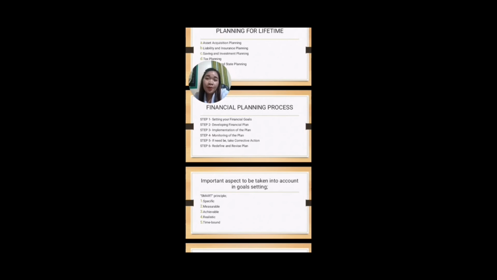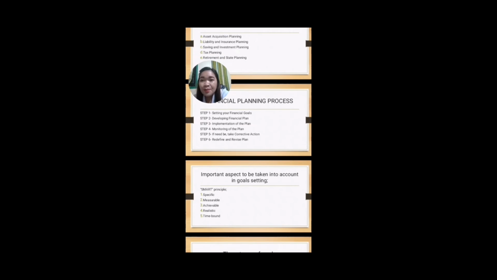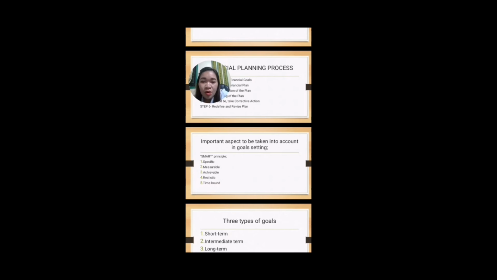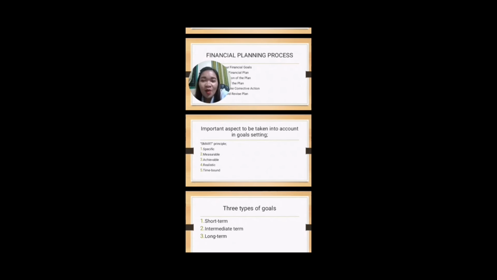So, for example, buying a car, buying a home, getting married. Those are goals where we spend money. In setting our financial goals, there is an important aspect to take into account in goal setting. That is what we call the SMART principles. So, what is SMART? Okay.